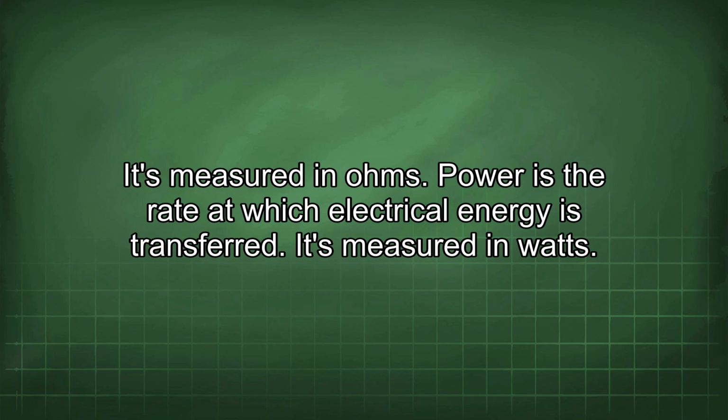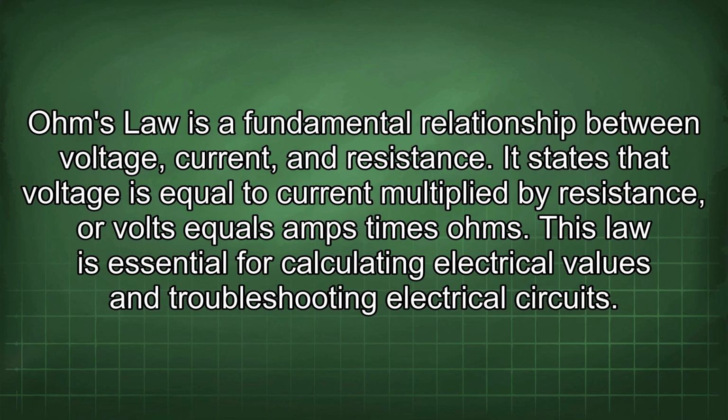It's measured in watts. Ohm's law is a fundamental relationship between voltage, current, and resistance. It states that voltage is equal to current multiplied by resistance, or volts equals amps times ohms. This law is essential for calculating electrical values and troubleshooting electrical circuits.